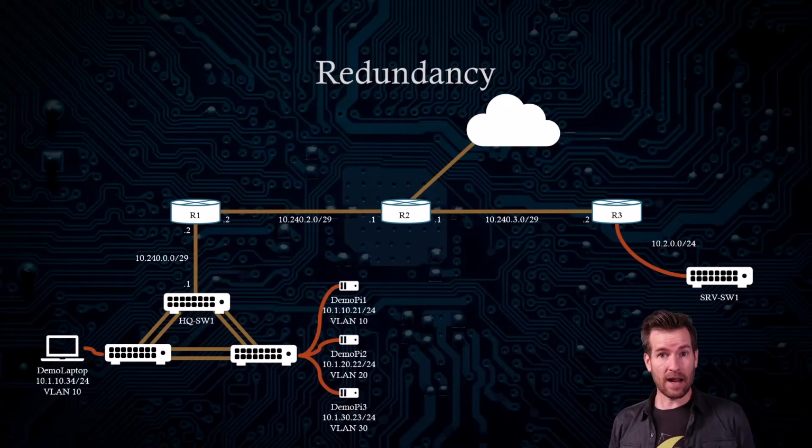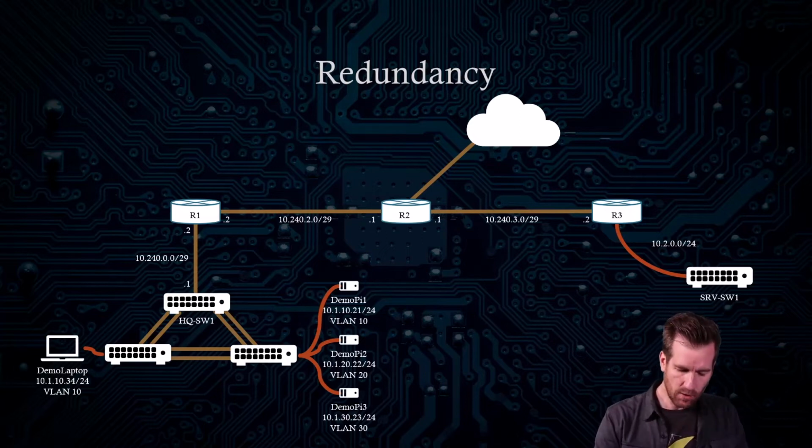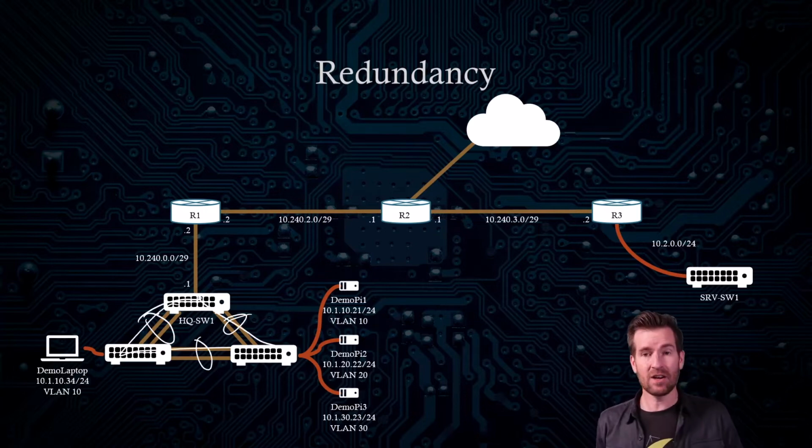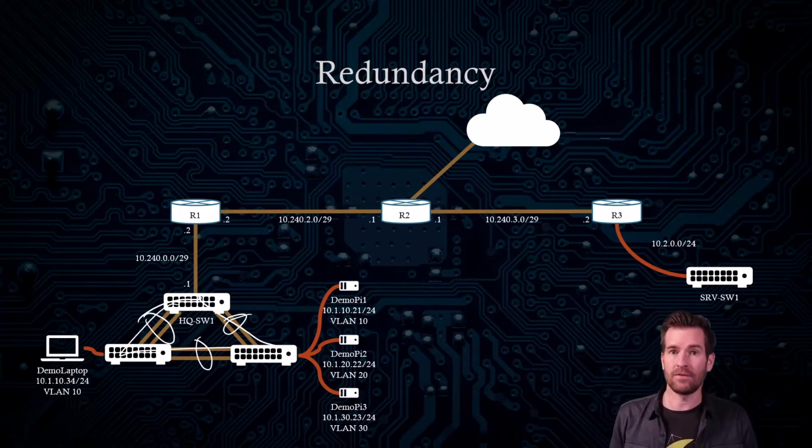So within our network, we have created some redundancy. For instance, our switches have multiple links to each of the switches. Even this configuration right here has redundancy involved as well.